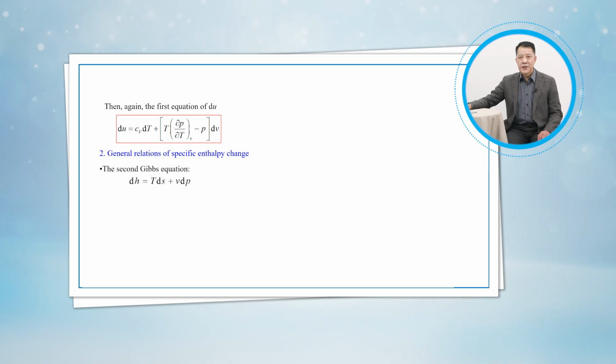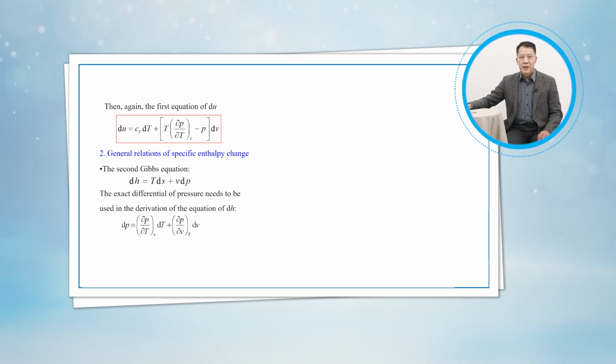The first Gibbs equation is. In this equation, ds can be expressed by the first ds equation, which has been derived, and dp should be expressed according to the natural variables of T and V, that is, p equals p(T, V).